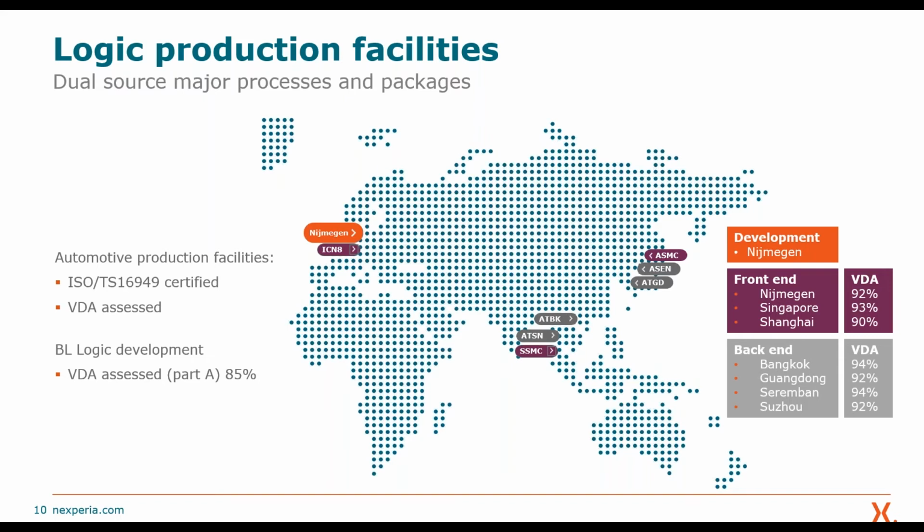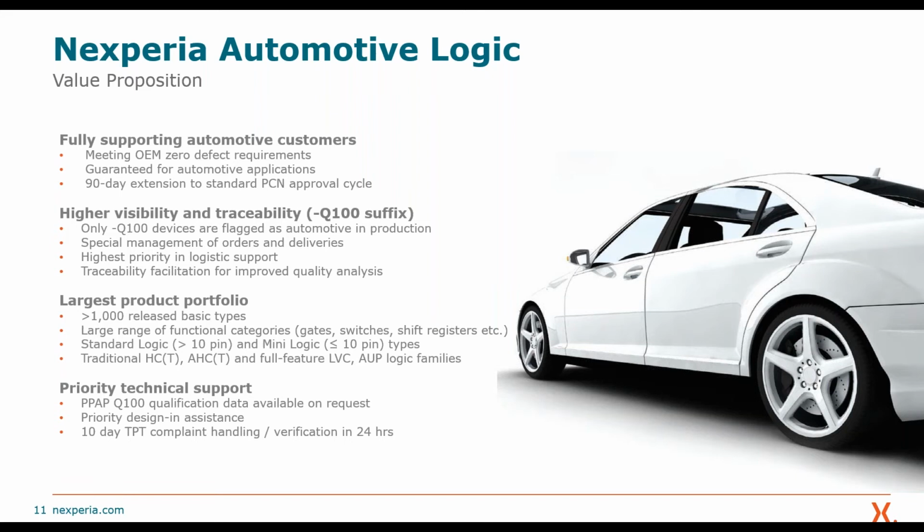ISO 16949 certified. So in earlier slides, I discussed our automotive strategy and how we align our Q100 policy and all our supplies in order to meet the stringent requirements of our automotive customers. In these slides, I will focus more on how we create value proposition not only in terms of product or process, but also through customer support. For instance, we try to be a secure, reliable, and preferred partner to our customers. If you look at our way of working, we provide full support to our automotive customers. We meet all their zero defect requirements.